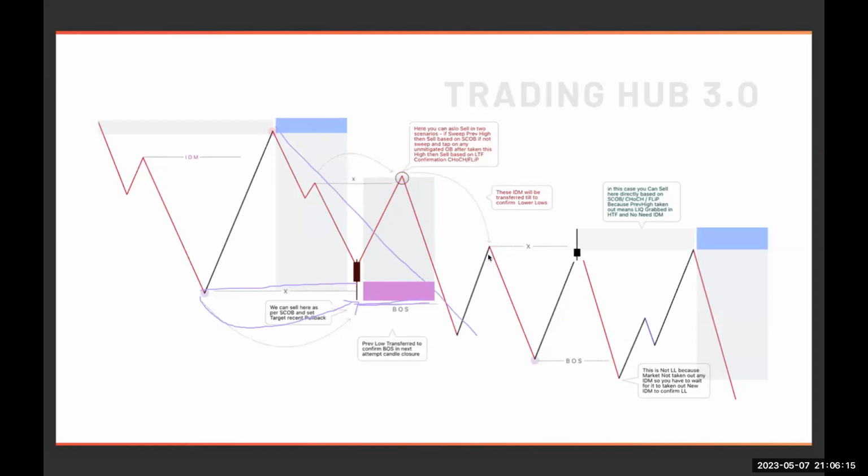Until the inducement is taken out. So here the market has taken out the inducement. In this case, you can also sell here, but based on a single candle order block, because price sweeps this high, then third candle mitigation, and sell here. In this case, you don't need inducement.